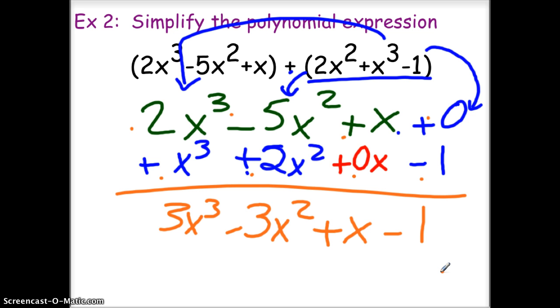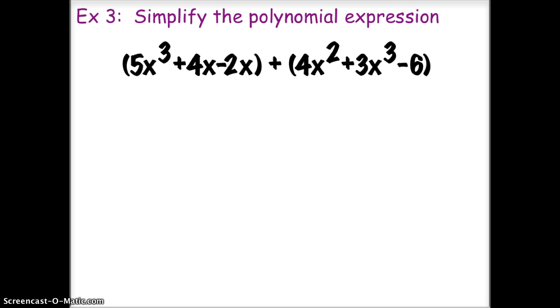That's one way that we can do that. This will work and this will work every time. However, it does get kind of messy. So I'm going to show you a different option with example 3. Example 3, we've got 5x cubed plus 4x minus 2x plus 4x squared plus 3x cubed minus 6.